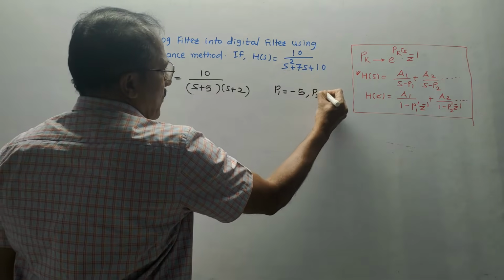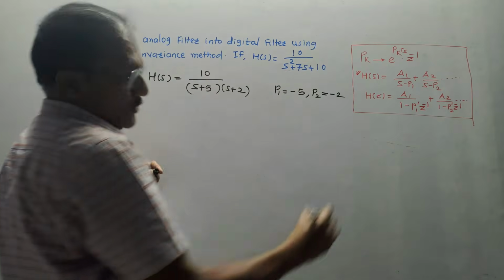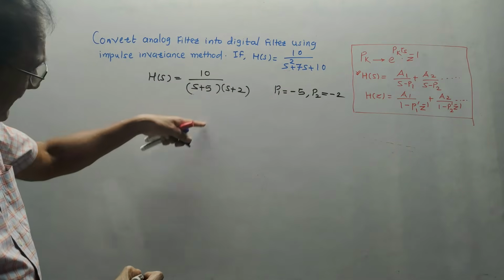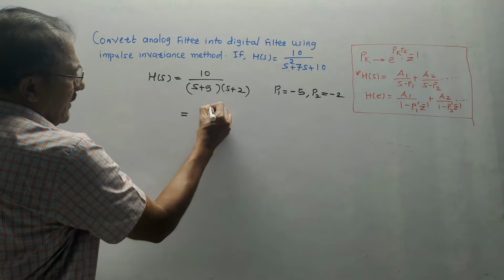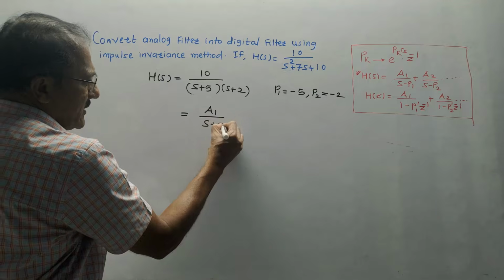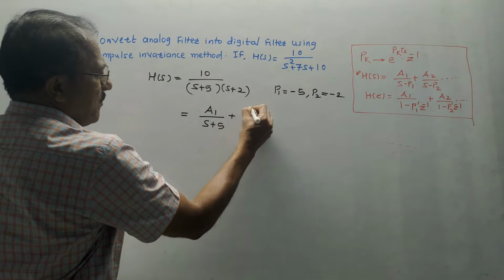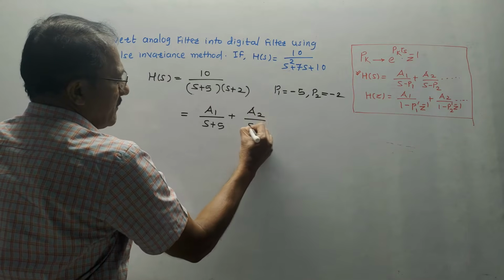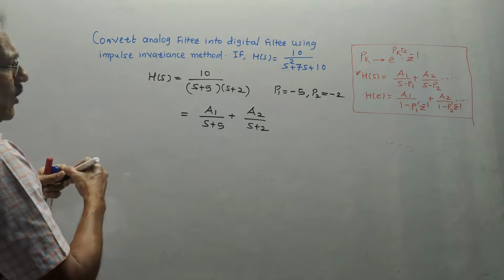Then P2, the second pole, same logic: this is s plus 2, so P2, the second pole, will be at minus 2. Now the remaining steps are pretty similar to the previous problem. To write it into the standard format, I will express it in partial fraction expansion as A1 upon the first bracket, s plus 5, plus A2 upon the second bracket, that is s plus 2. Now I need to calculate the values of A1 and A2.